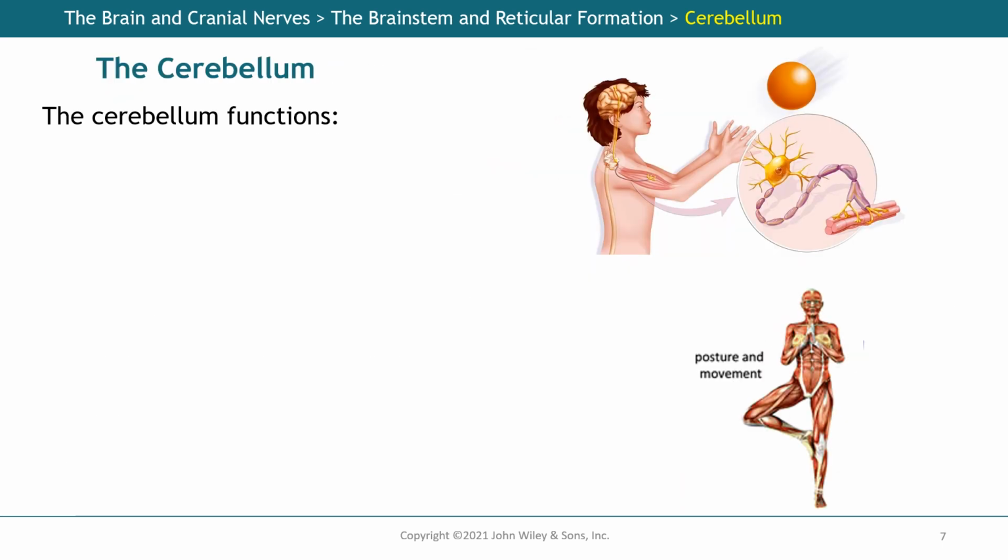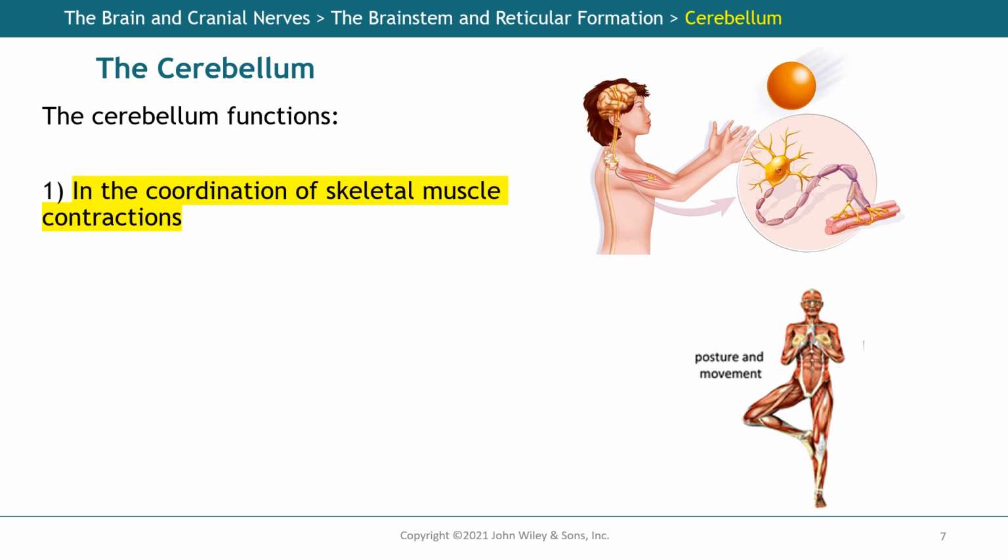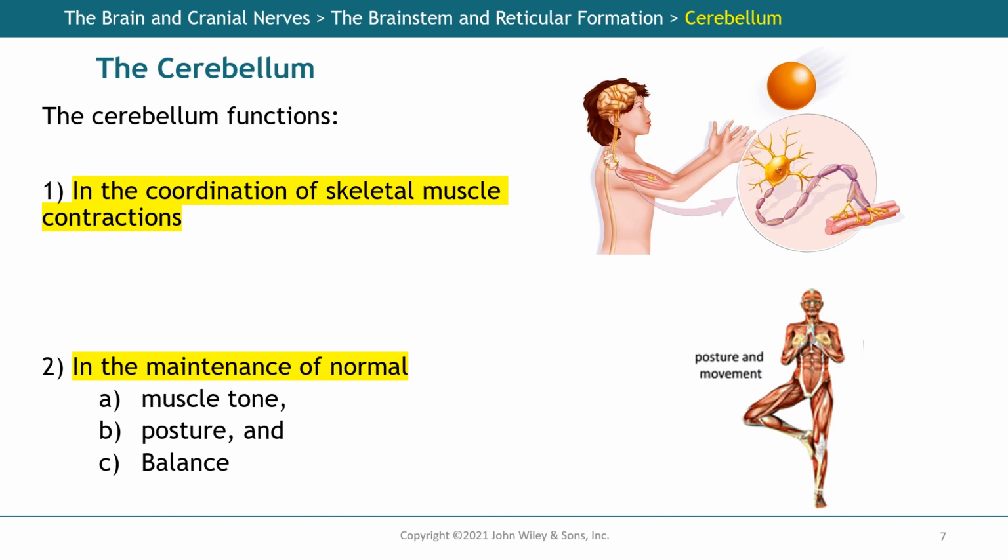So now we're going to talk about the functions of the cerebellum. I have been telling you multiple times that the cerebellum is involved in the coordination of skeletal muscle movements. So if there's an injury in the cerebellum, the movements will not be as coordinated, and there will not be fluidity between the movements. In addition to that, it's very important in the maintenance of muscle tone, posture, and balance.